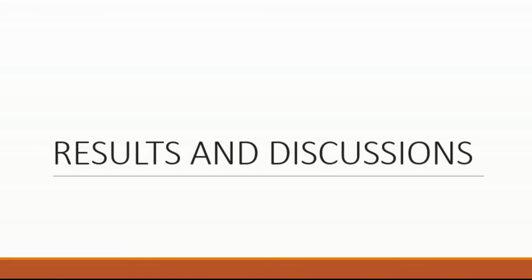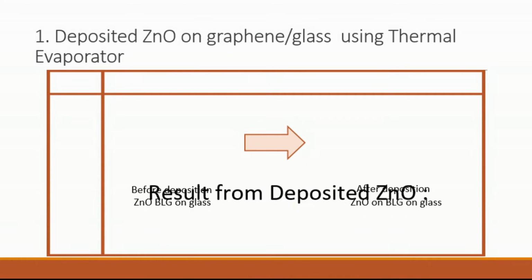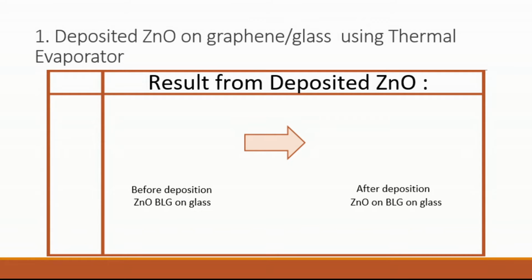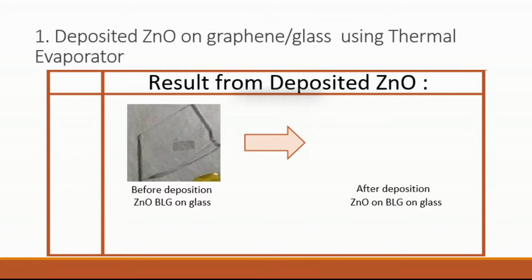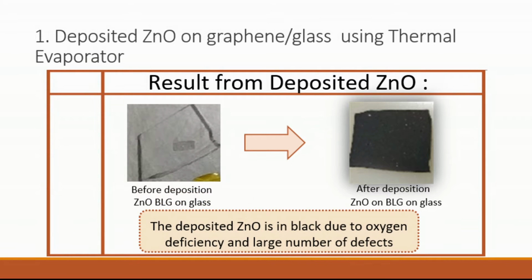So the next will be results and discussions. As you can see, in the first result, we managed to deposit the zinc oxide with a thickness of 500 nm on graphene on glass. The deposited zinc oxide is black due to the oxygen deficiency and has a large number of defects after the deposition process.